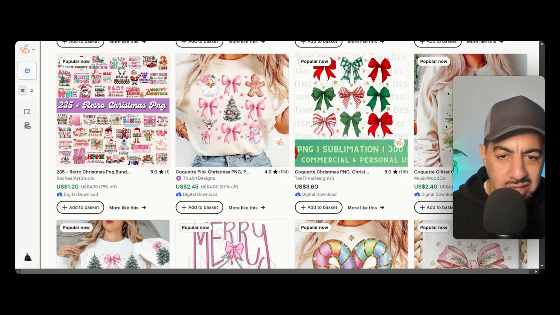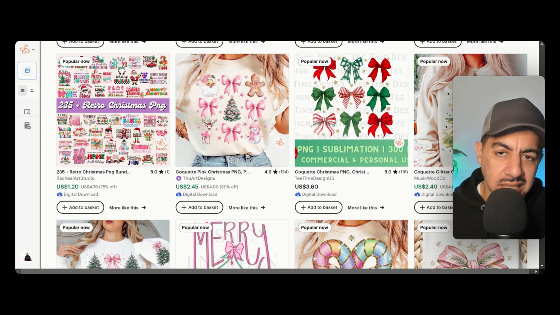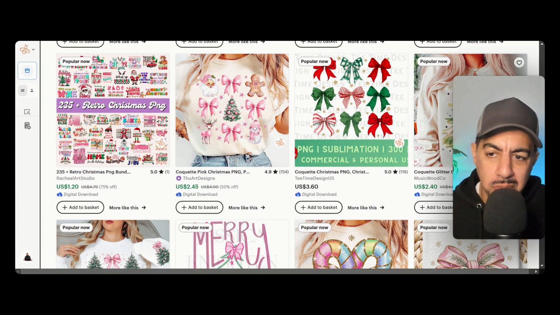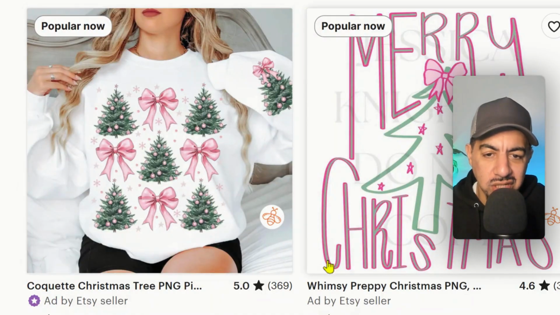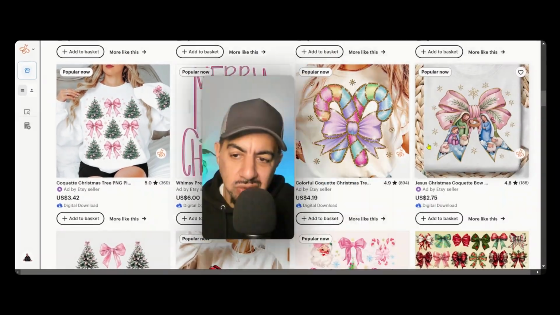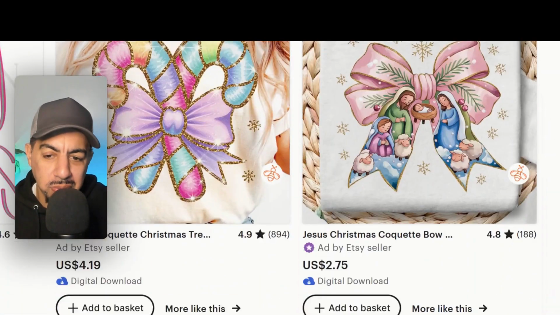It's not about looking and seeing what's working and trying to do the same thing. It's about taking the idea and looking at what elements you can mix in, what design styles you can do, what flavor you can add, but keeping the principle of the coquette there also. Look at this one. This is a popular now, really nice Christmas tree style. If I come down, this is also very popular with Christmas trees and pink coquettes, really nice. This is also nice, a sort of Christmas Jesus Christ with a coquette style, again popular now.